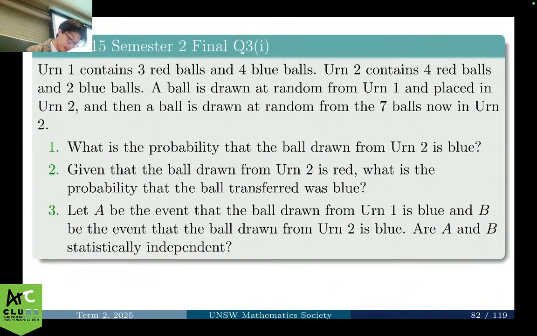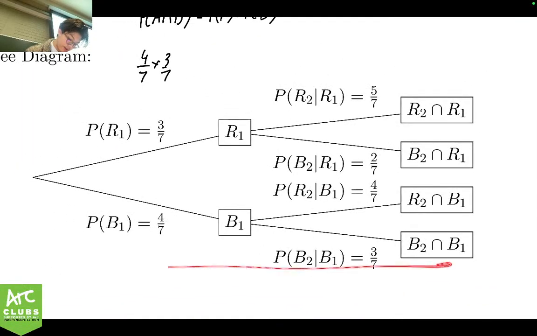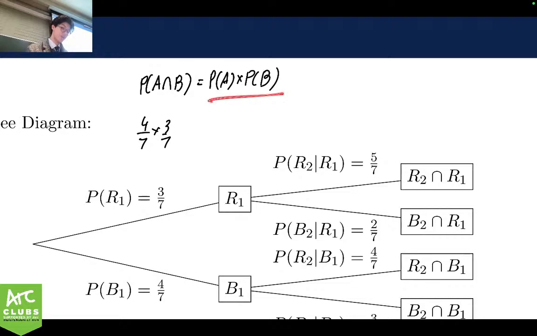Right, so essentially, we want the event that urn 1 is blue, and then urn 2 is blue. So we want blue and blue, which is 4/7 times 3/7. So that's the probability of A and B. Now, we need to check whether this is equivalent to the probability of A times the probability of B. You'll find the probability of A is 4/7, and the probability of B is 18/49.